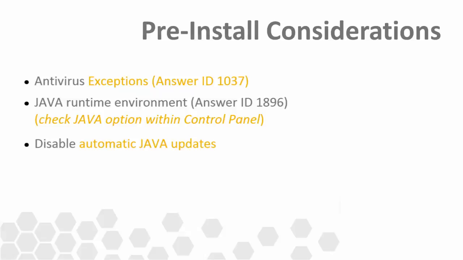You should also turn off automatic Java updates to ensure that the proper version of Java runtime is maintained on the PC. Here we can see how that's done through the Windows control panel.